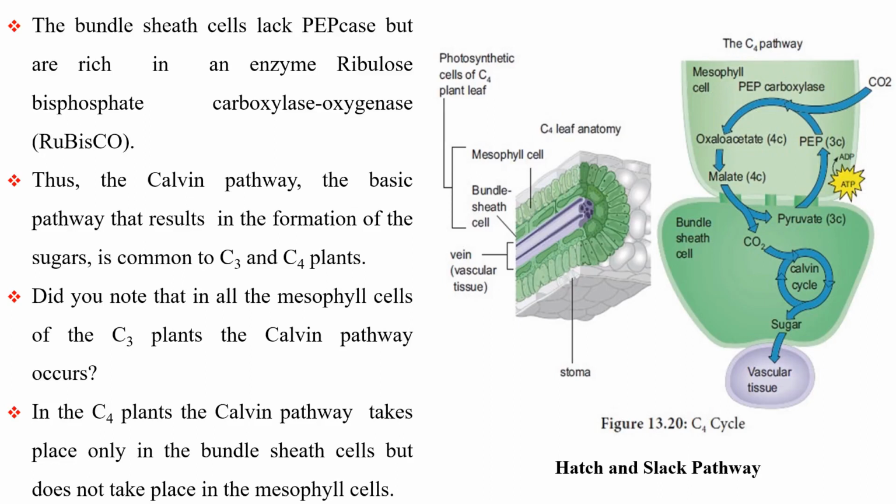The bundle sheath cells lack PEPase but are rich in an enzyme, ribulose bisphosphate carboxylase oxygenase or Rubisco. Thus, the Calvin pathway, the basic pathway that results in the formation of the sugars, is common to C3 and C4 plants. Did you note that in all the mesophyll cells of the C3 plants, the Calvin pathway occurs? In the C4 plants, the Calvin pathway takes place only in the bundle sheath cells but does not take place in the mesophyll cells.